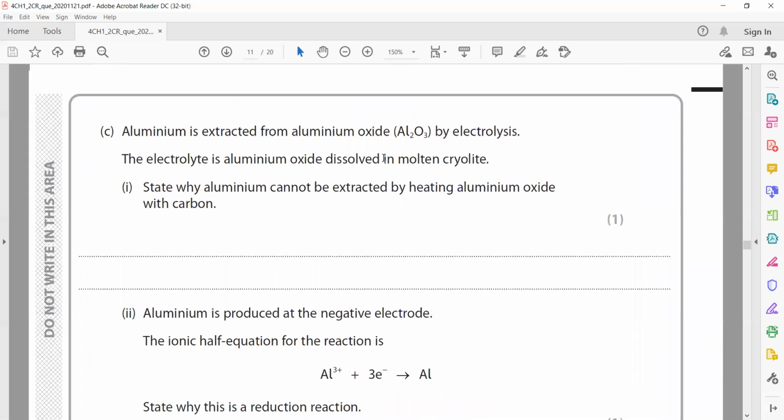Aluminium is extracted from aluminium oxide by electrolysis. The electrolyte is aluminium oxide in molten cryolite. Why can aluminium not be extracted by heating the oxide with carbon? The reason we cannot use carbon is because carbon is less reactive, or aluminium is more reactive.